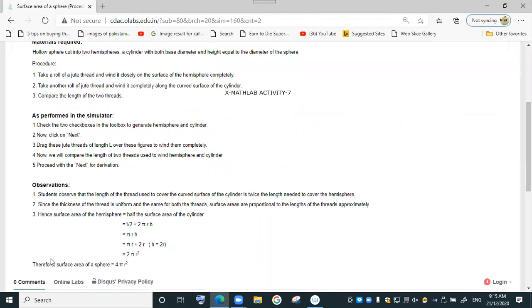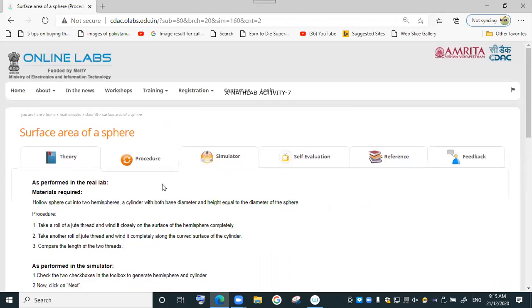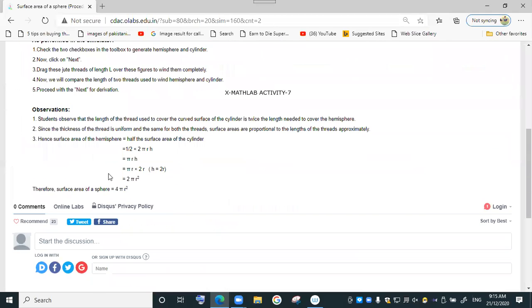So that proves that these two 3D figures have the same surface area, but the condition is that the cylinder has diameter and height equal to the diameter of the sphere. Then only it is possible. You will observe that the thread used to cover the cylinder is twice the length needed to cover the hemisphere. So the surface area of the hemisphere is equal to half the surface area of the cylinder.